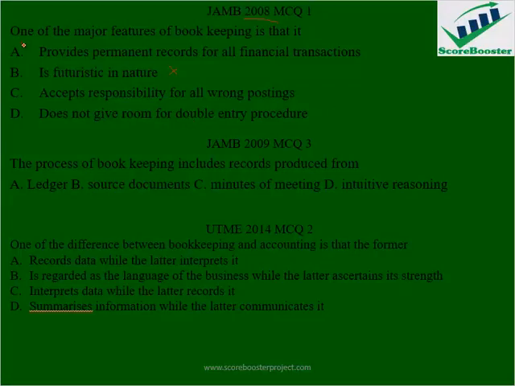The answer is A. We have not said whether it talks about double entry. It's possible you can also take double entry; by the time we do the double entry principle, we will know better. Accepting responsibility for wrong posting is not the picture. Futuristic, no, because it only deals with already past transactions. Therefore, it provides the permanent record. When you keep the record, it will be there permanently for all the transactions. And A is the correct answer.